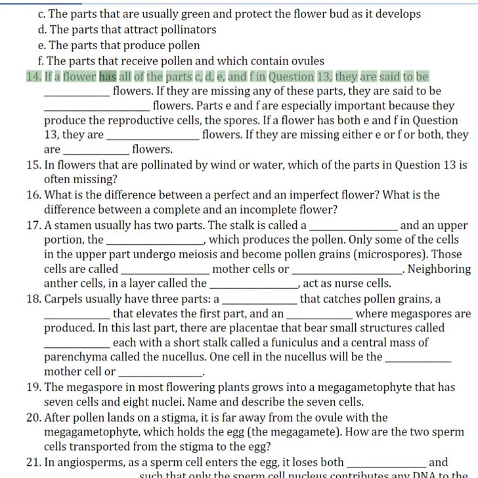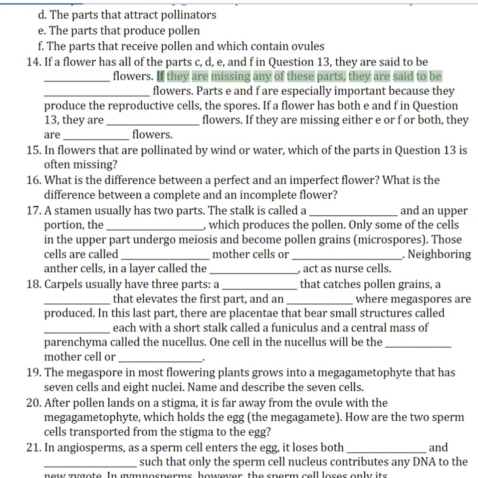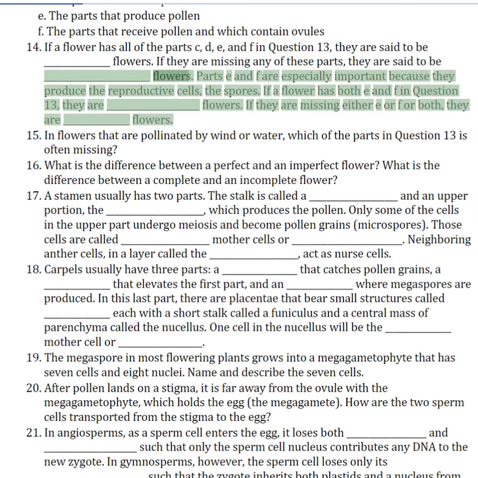14. If a flower has all of the parts C, D, E, and F in question 13, they are said to be complete flowers. If they are missing any of these parts, they are said to be incomplete flowers. Parts E and F are especially important because they produce the reproductive cells, the spores. If a flower has both E and F in question 13, they are perfect flowers. If they are missing either E or F or both, they are imperfect flowers.